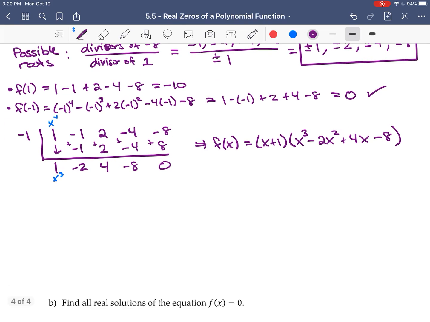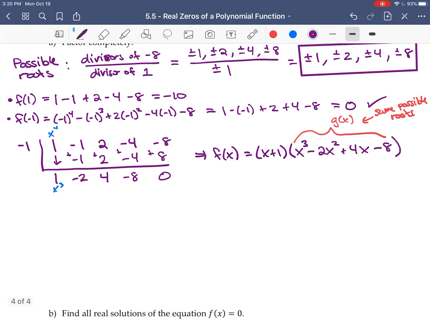Okay, so now we want to, let's call this g of x. Now g of x satisfies our conditions. So we want to try and factor that. It has the same possible roots, I'm just going to write it here. Okay, so nothing was eliminated. So we just got to keep going.